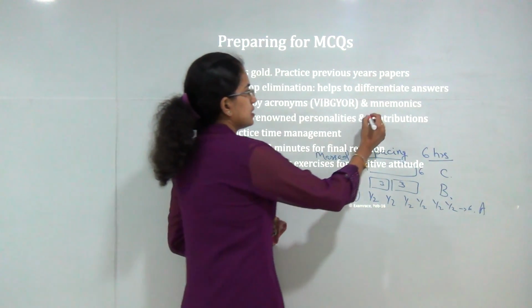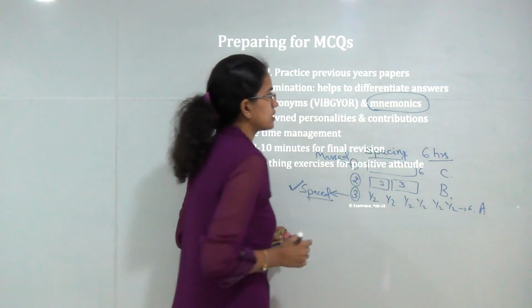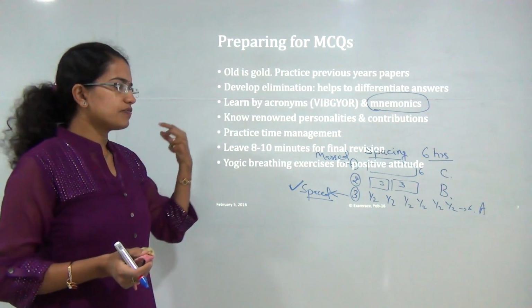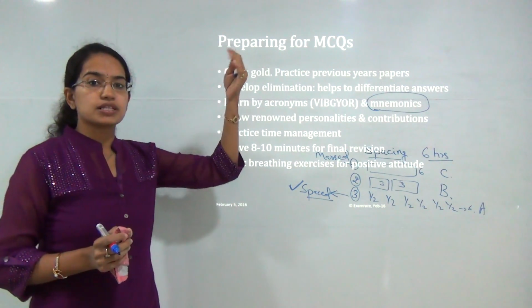Then the next is working with mnemonics. For example, if I want to learn the colors of the rainbow, it's very difficult to remember the 7 colors.